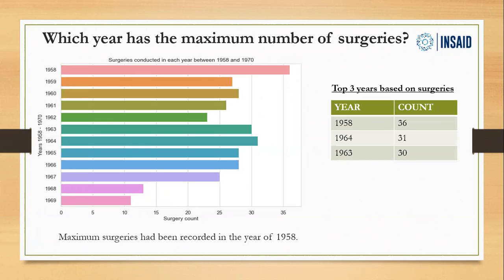Which year has the maximum number of surgeries? In this graph, we can see the maximum number of surgeries happened in the year 1958. On the right side, we have picked the top 3 years based on surgery count. In 1958, 36 surgeries happened in that particular year. In 1964, 31 surgeries, and in 1963, 30 surgeries were recorded.